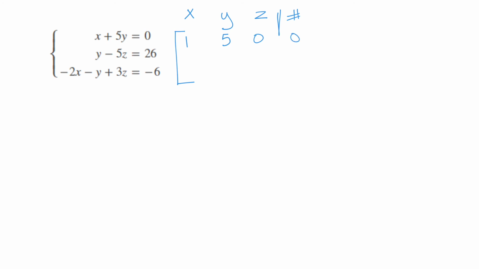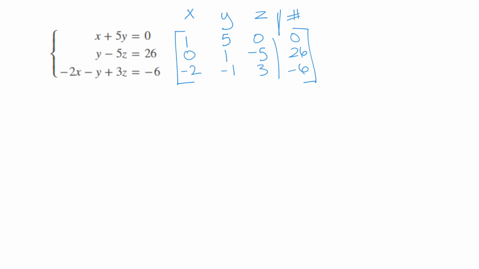Okay, on the next one, I don't have an x, so I put a 0 for that, but I do have the y and the z, and then the number. And then on the last one, I have all 3. I have a -2, -1, 3, and a -6. They were nice enough to put them all in the right order for us. This right here is the augmented matrix.